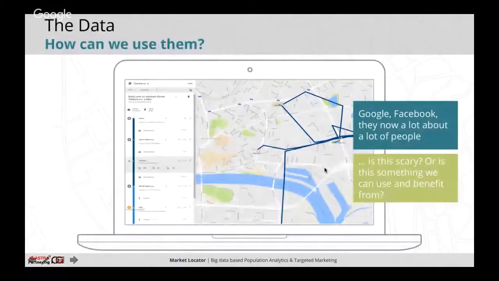So let me jump into what sort of data is out there and how we use it. We have Google, Facebook, LinkedIn. A lot of different businesses generate huge amounts of data about us as customers. They have a lot of information about how we behave, what we prefer, and so on. Now, it's a question of whether this should be scary or if it's okay, and how we benefit from it as customers.